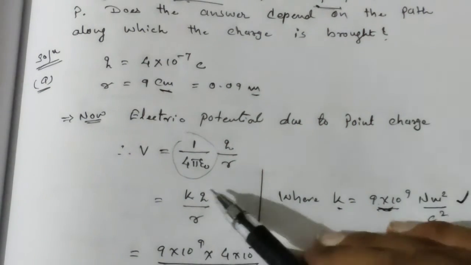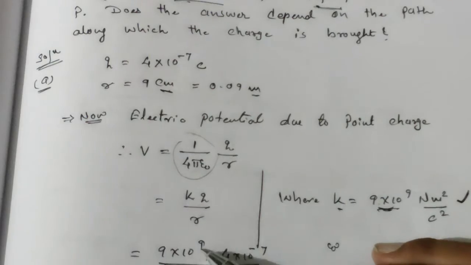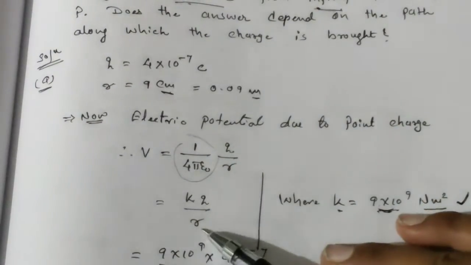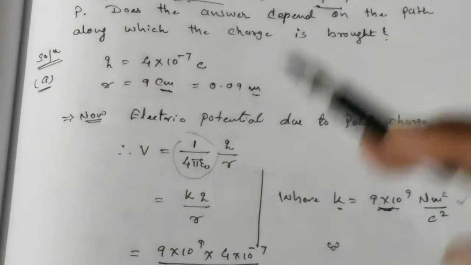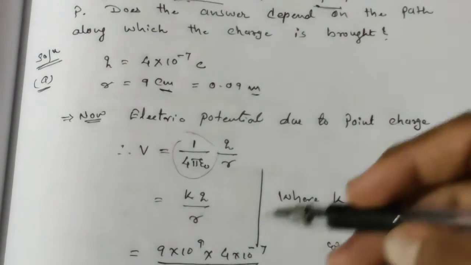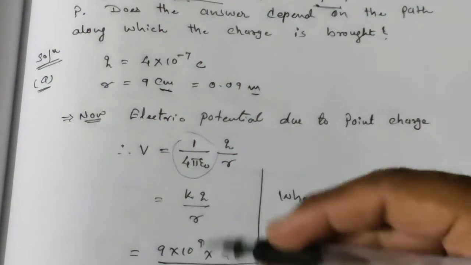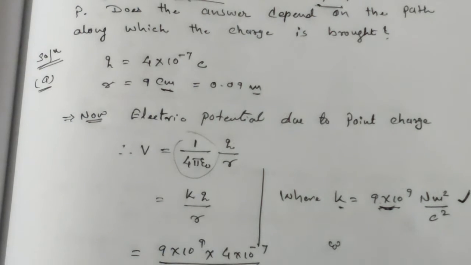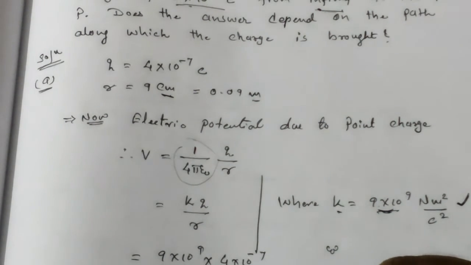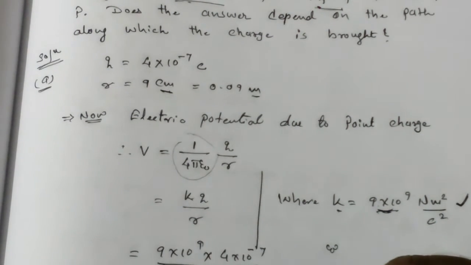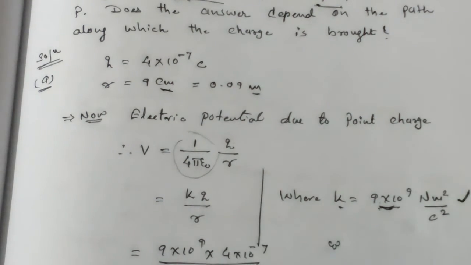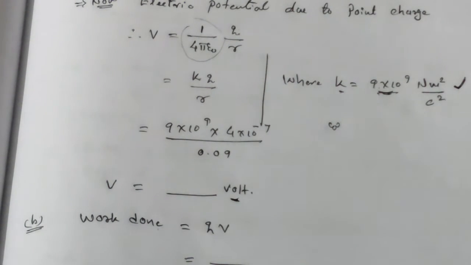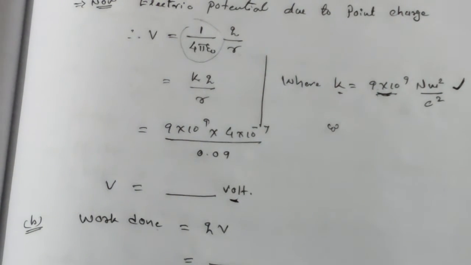You can directly apply this one also. Now put the value of K, which is 9 into 10 raised to 9, the value of Q, which is 4 into 10 raised to minus 7 coulomb, and the value of R, which is 0.09 meter. Now calculate and find your answer for the electric potential. Remember, while you are solving a numerical, you must write its unit in a proper manner, which is very important.